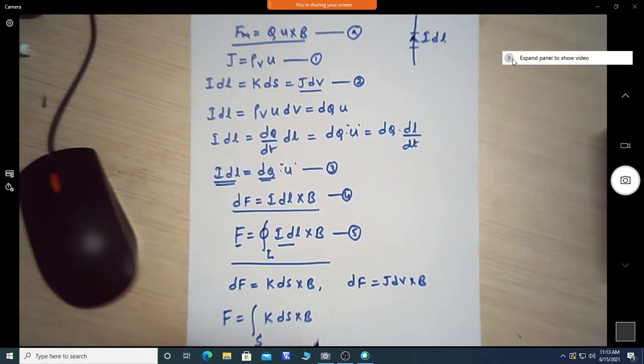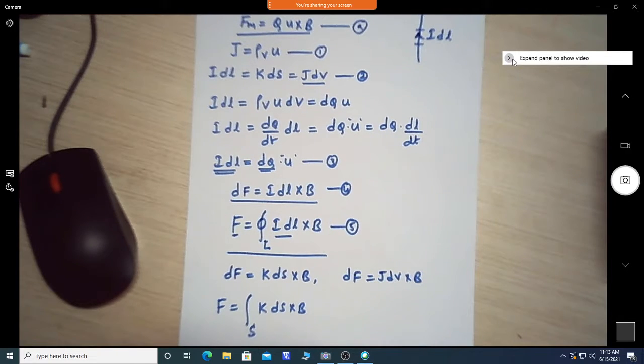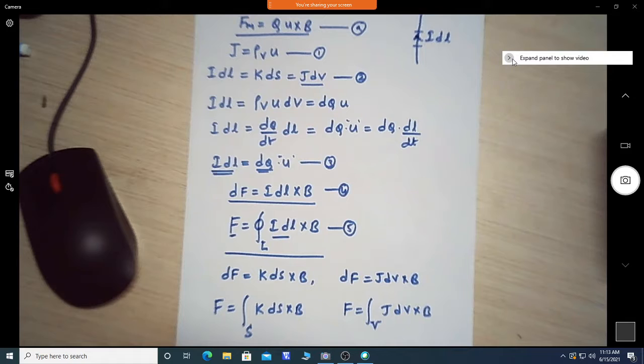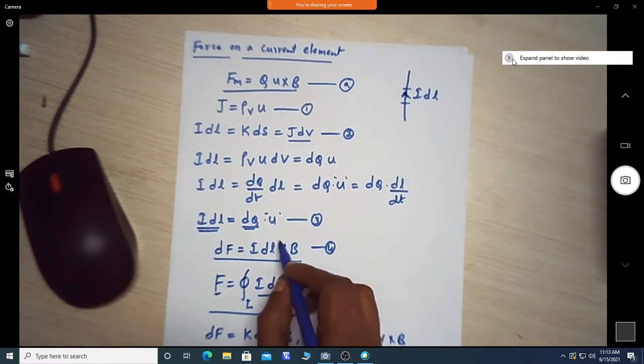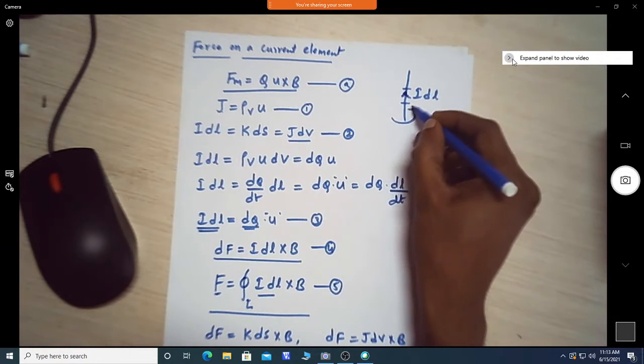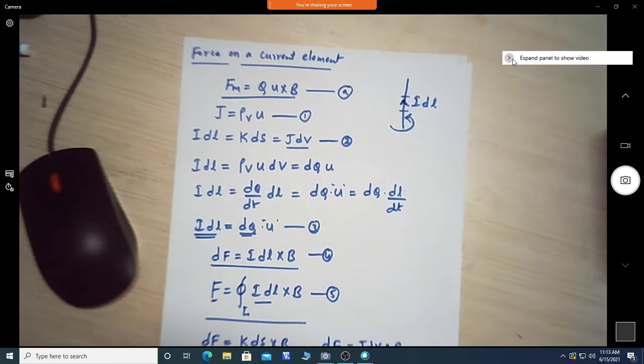This is the force exerted on the surface where we have the surface current distribution. Similarly for the volume current distribution, take the integration over the volume and you will get the force. Now from equation 4, we can actually define the magnetic field. Till now we have not defined the magnetic field; we have just assumed that wherever there is a current conductor there is a circular path, where the magnetic field is in the phi direction, which we have seen.